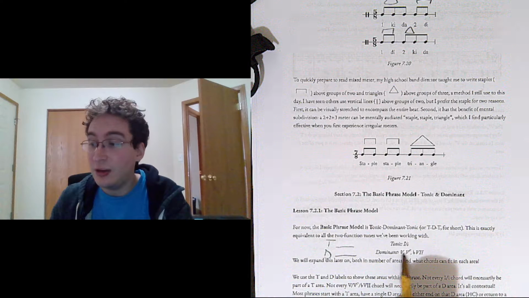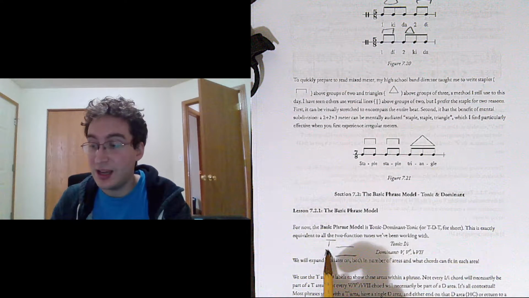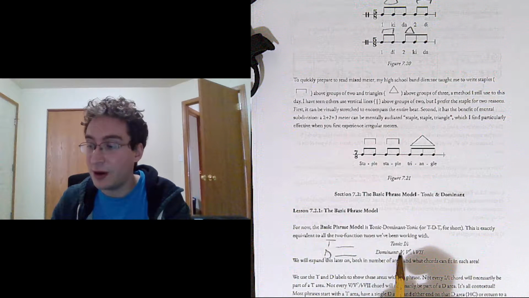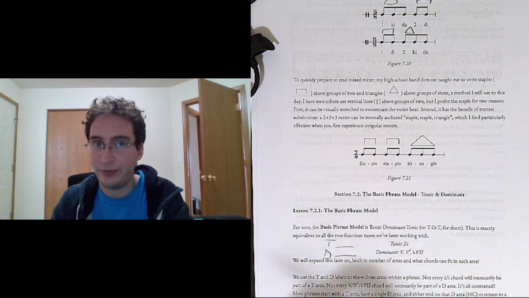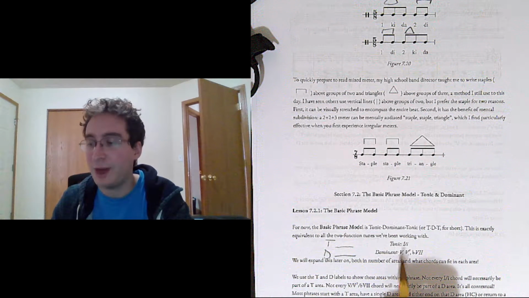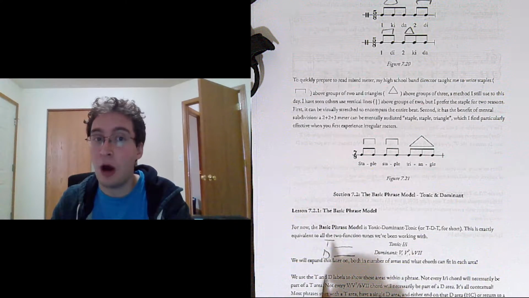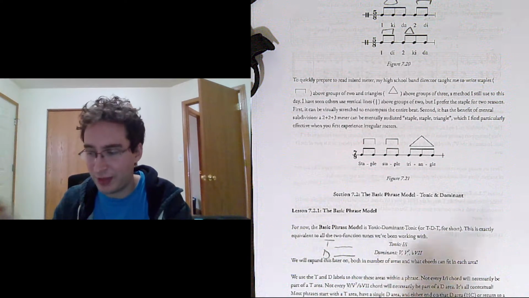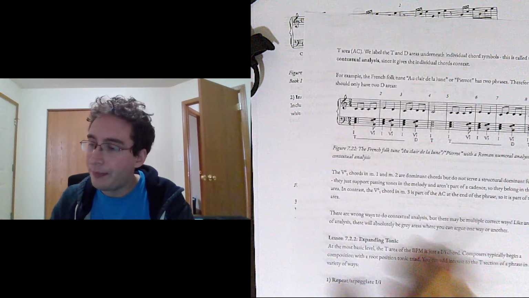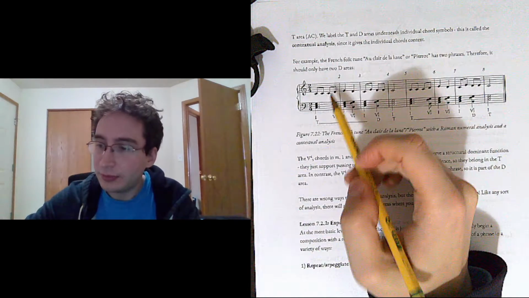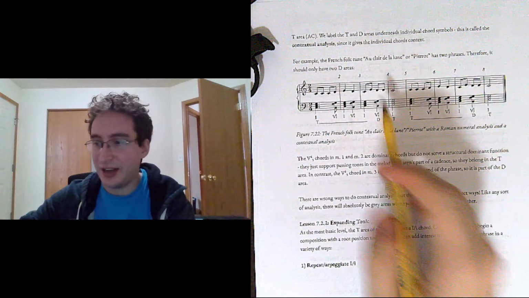Not every one of these chords will necessarily be a dominant function, even though 5 is the name for a 5 chord, which is also a dominant chord. It doesn't necessarily always function as a dominant chord. This sounds confusing, but let's take a look at Au clair de la lune.